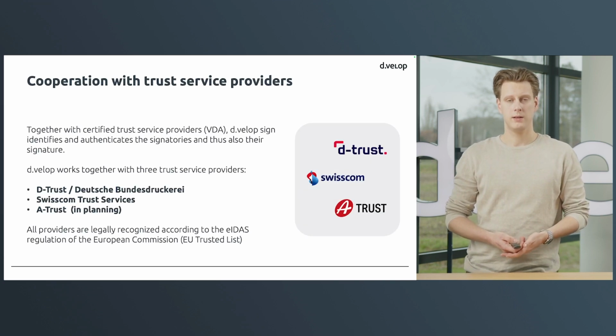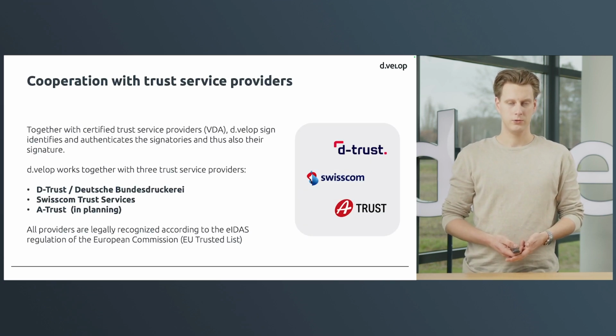As mentioned earlier, d.velop collaborates with various trust service providers that have been legally recognized on the EU trusted list. Currently, these are D-Trust, the German Federal Printing Office, Swisscom, and A-Trust. And all trust service providers are allowed to issue legally secure signatures in the form of certificates according to the EU regulation.